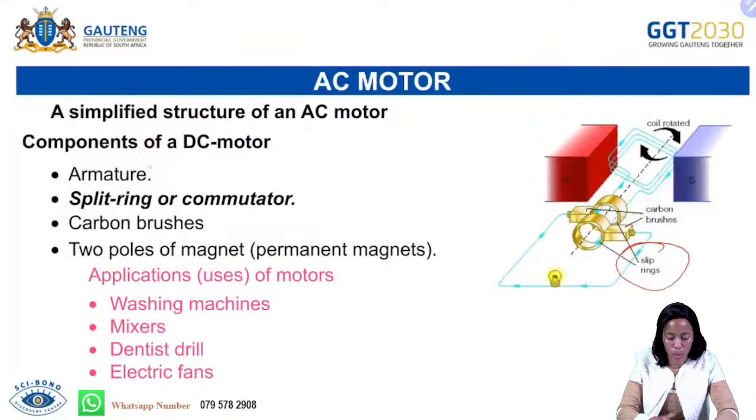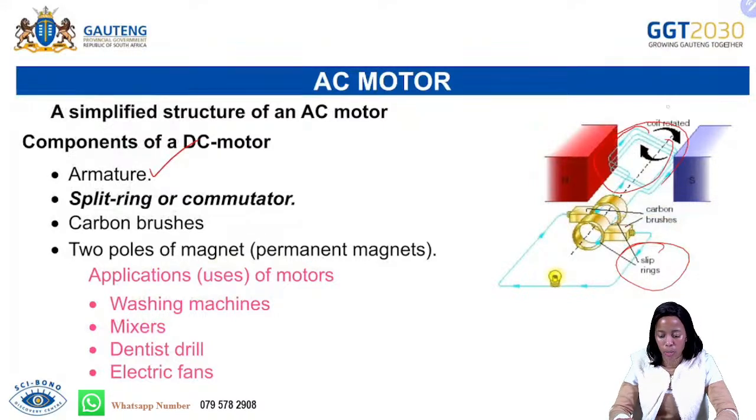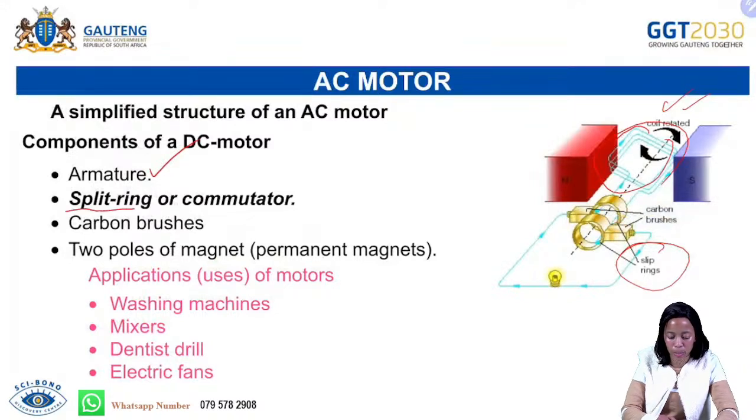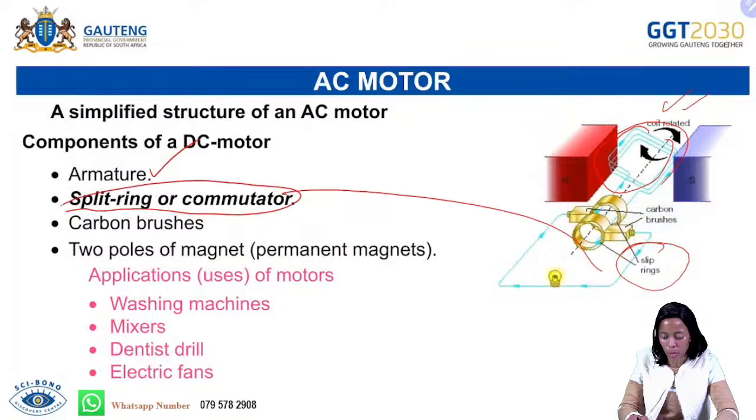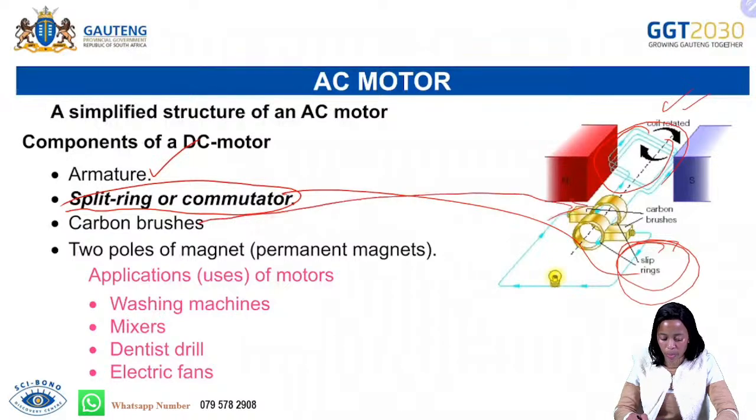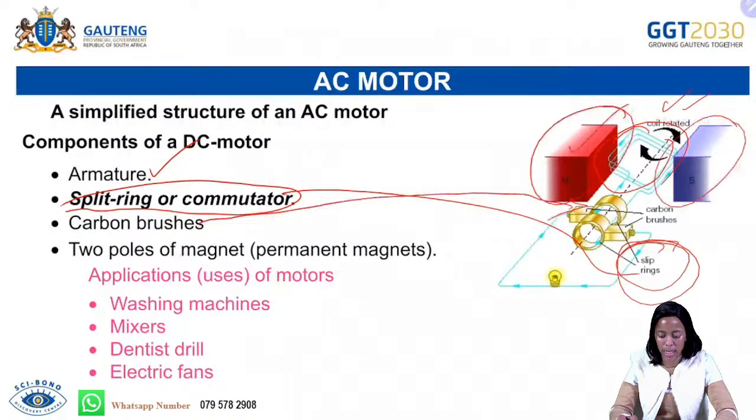So it says the components, we are going to have an armature. We are saying that an armature is a coil or a conductor. But instead of the split ring, we are therefore going to be having slip rings. Then we have the carbon brushes, as well as the 2 poles of magnet. So the north pole and the south pole.